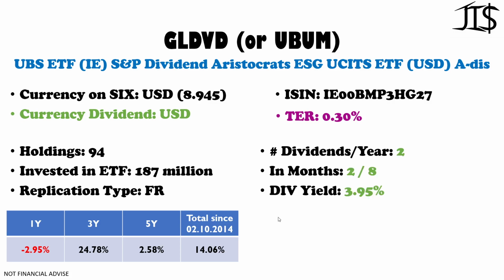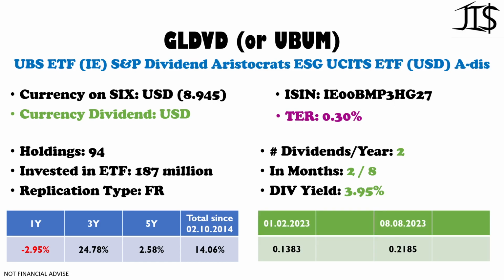It pays 2 yearly dividends. That's often the case for UBS ETFs, that they only pay a dividend 2 times every year. And most of the time it's in the months February and August. The dividend yield isn't that low. It's 3.95% right now. And these are the 2 distributions that it gave. And of course, it doesn't look like much, but when you look at the price of the ETF, you get this high dividend yield.